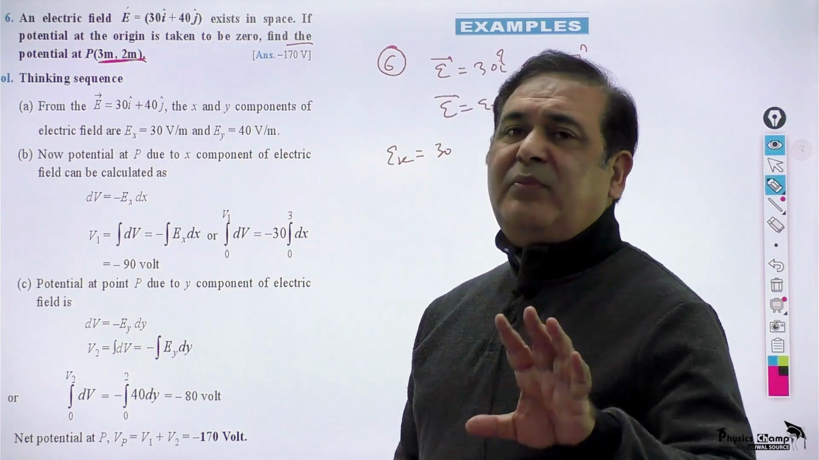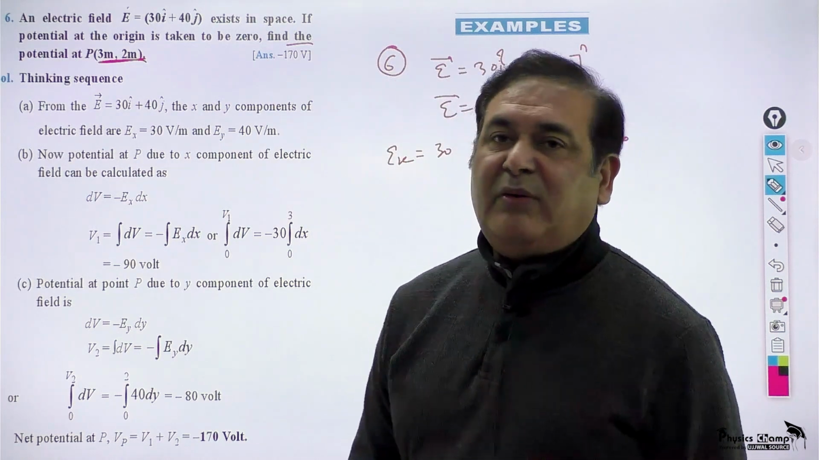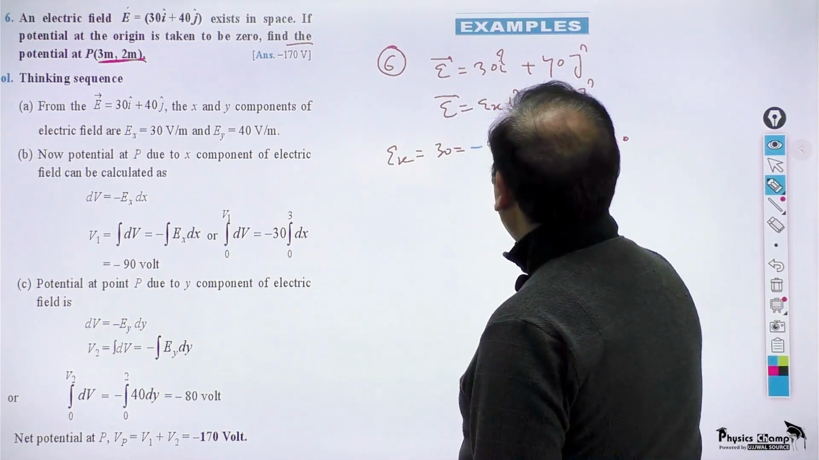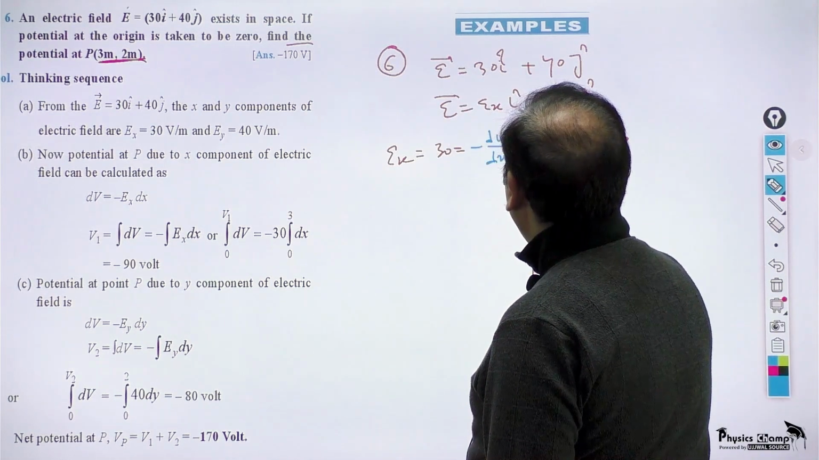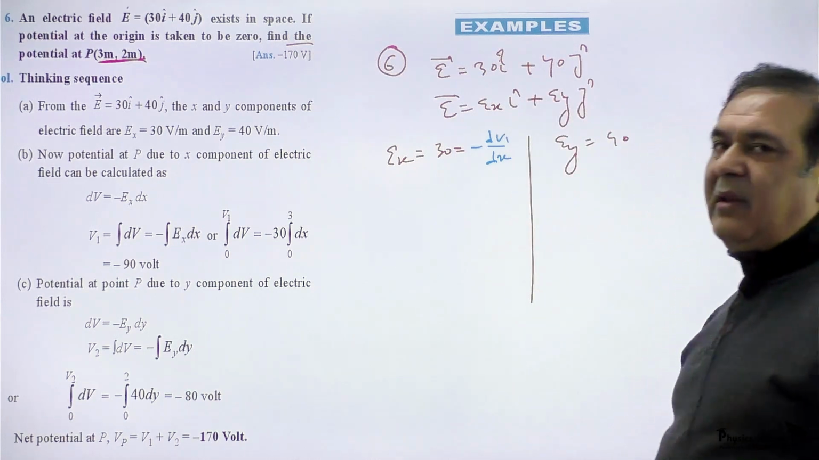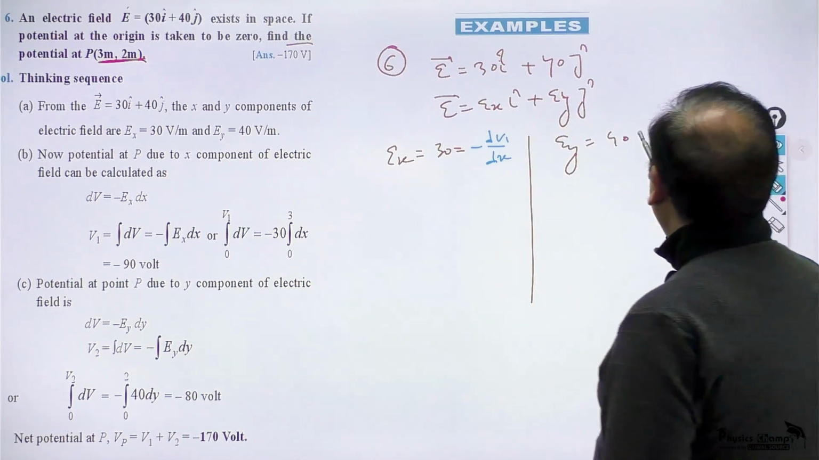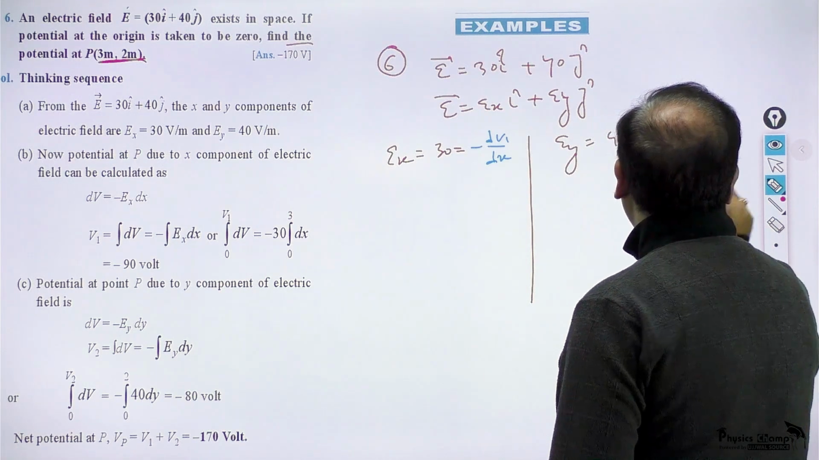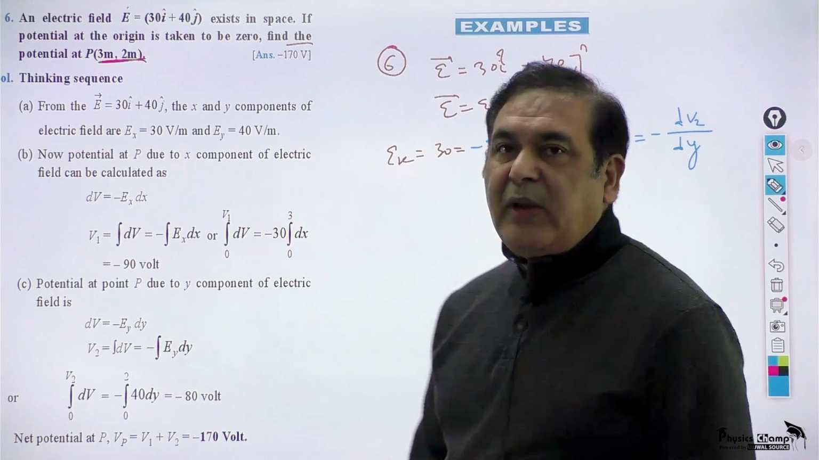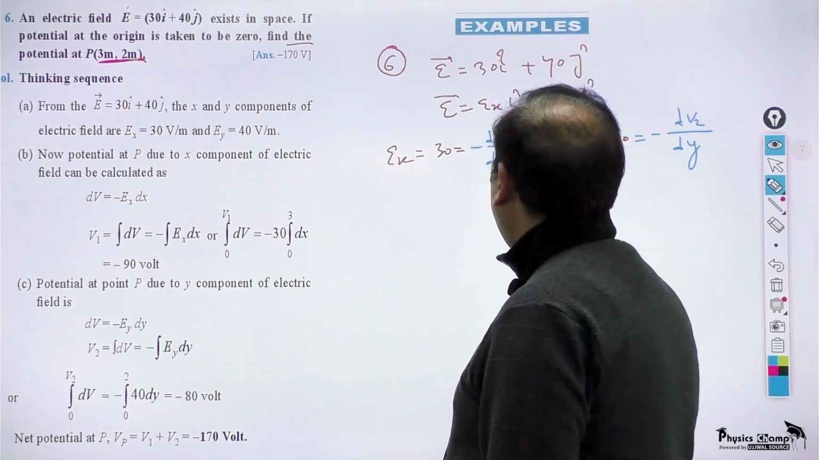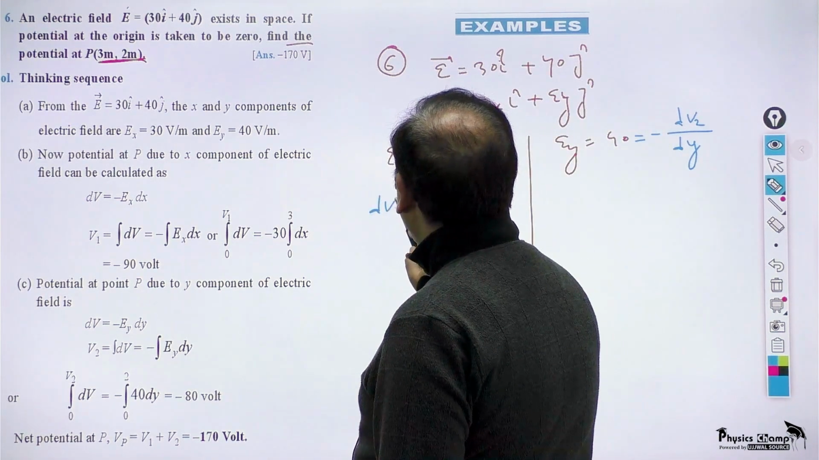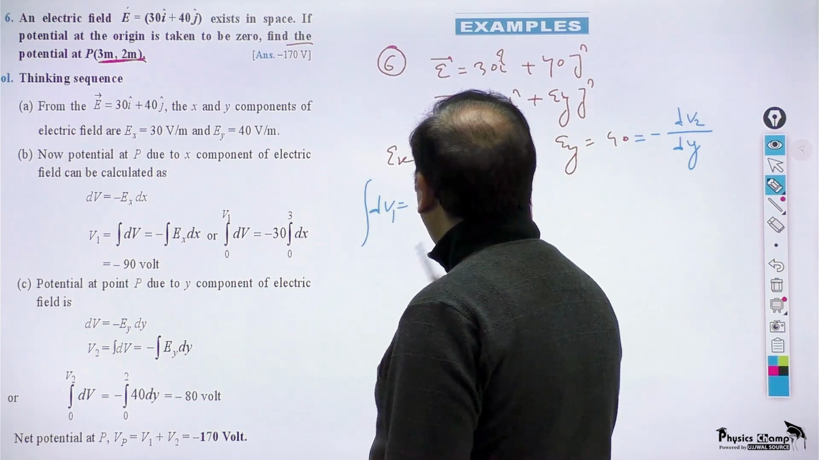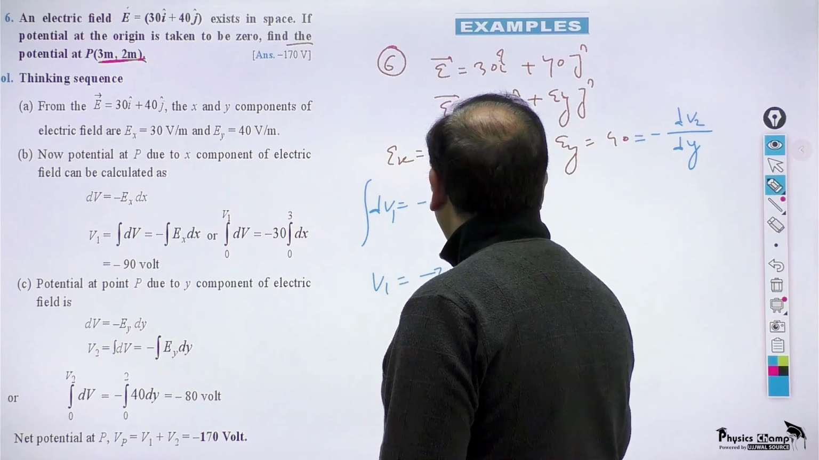So basically I am looking for a general equation for potential here. Ex should be called as minus dV by dx. Say potential due to x is V1. Potential is a scalar quantity. And Ey I will call minus dV2 by dy. Potential due to y will be say V2. So I can say dV1 is minus 30 into dx. So integrating this, we will get V1 equal to minus 30x.